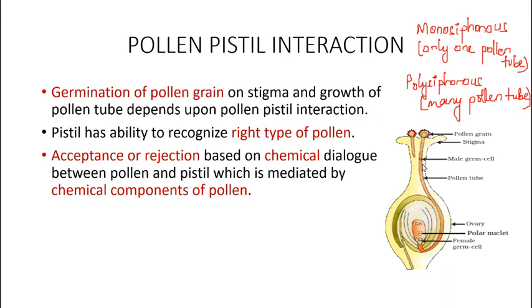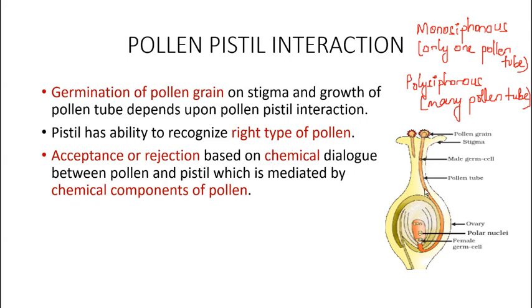Now the pistil has the ability to recognize the right type of pollen. If it's of the same species, they will allow the growth of the pollen tube, otherwise not. So how will they recognize whether the pollen is of the same species or not? There is an exchange of chemicals between them. If the chemicals are of the right type, then the pollen tube will germinate, otherwise not.